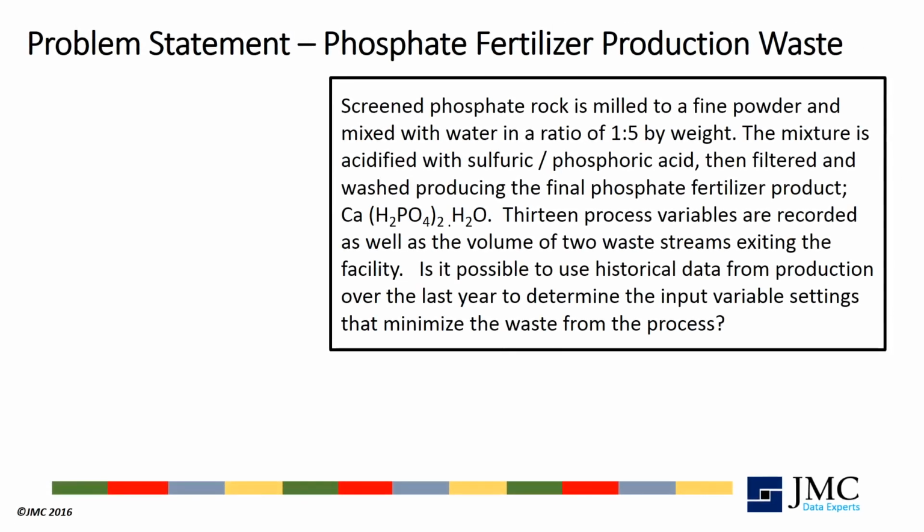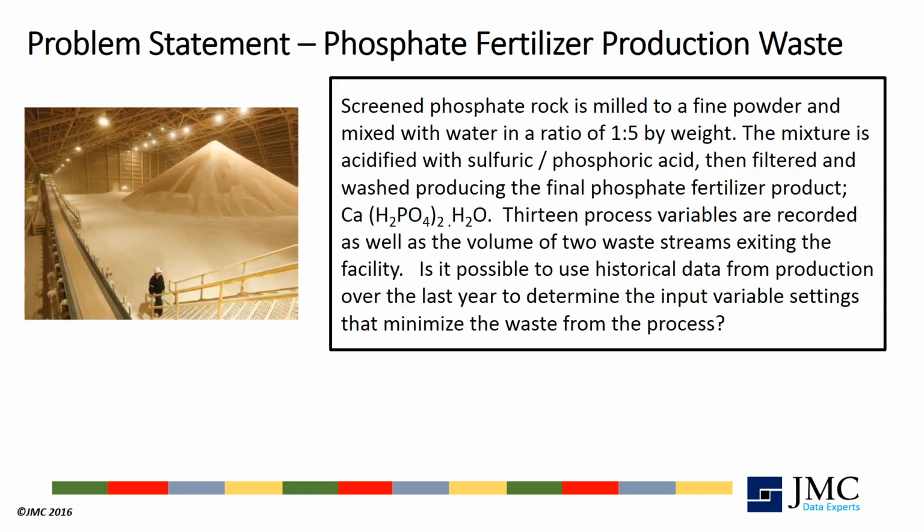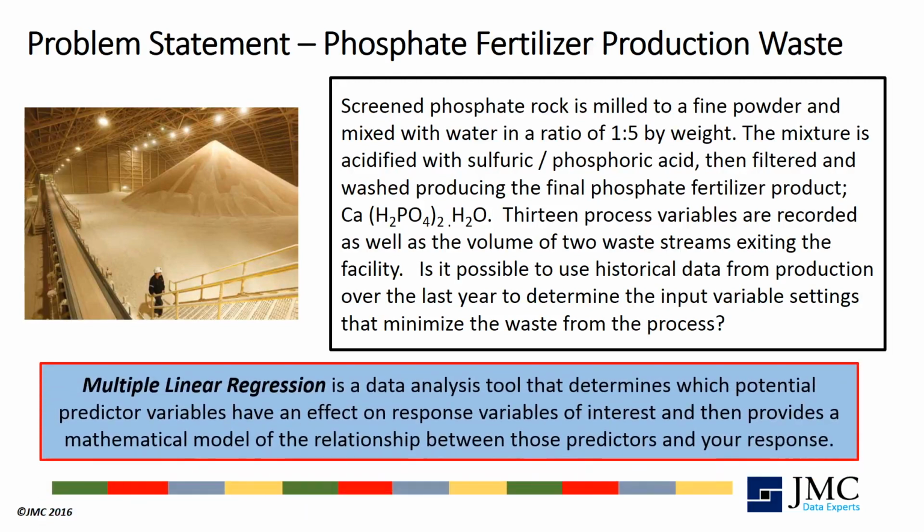A fertilizer manufacturer uses a production process that required milling feed rock to a fine powder, treating it with acid and filtering out the final calcium phosphate fertilizer product. Many process variables, as well as the rate of two waste streams, are recorded each day. Their goal was to learn the relationships between these variables in order to minimize the waste streams from the process.